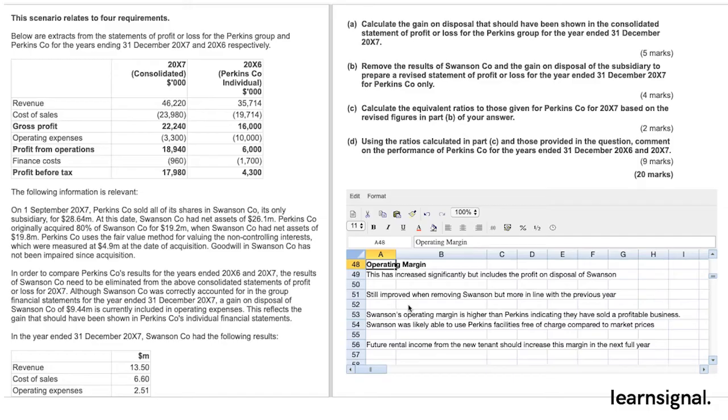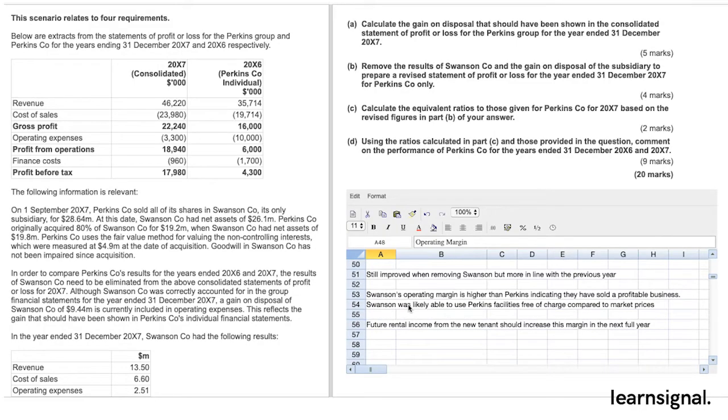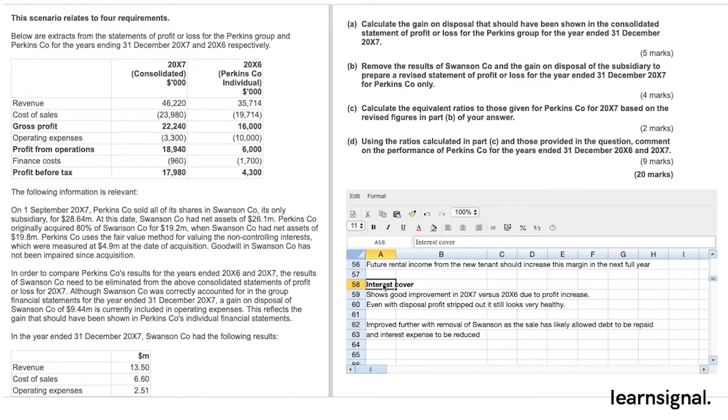In your interest cover, it shows good improvement in 20x7 compared to 20x6. There's been a significant increase in profits as well. But even with the profit on disposal stripped out, the interest cover is still very healthy. When you remove Swanson, this has improved even further, and it might be because the disposal of Swanson has allowed Perkins to repay debt and reduce the interest expense incurred.